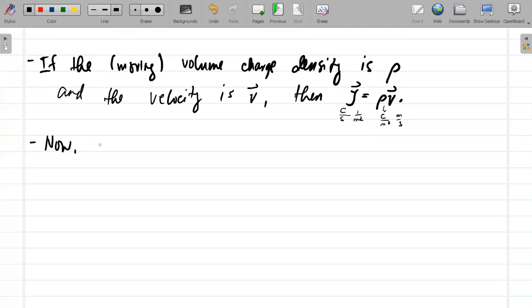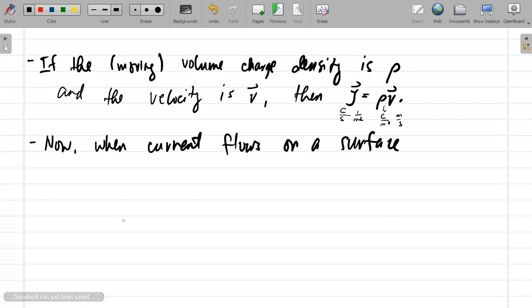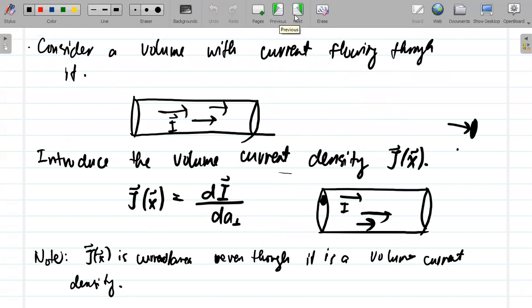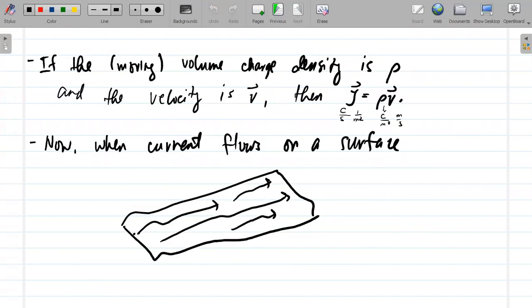So now, when current flows on a surface, kanina volume, di ba? Ngayon naman suppose meron tayong flat surface na ganyan. Kasi yung current mo, ganyan yung direction. Kanina, meron tayong small area, di ba? This time naman, meron tayong small length. Let's say dL, perpendicular.